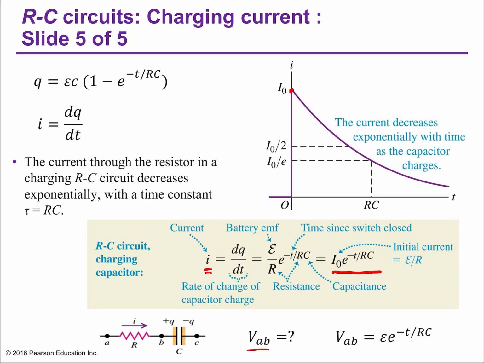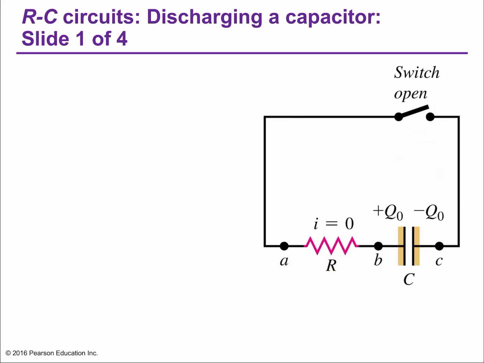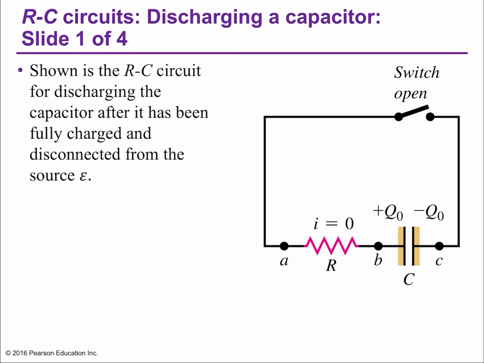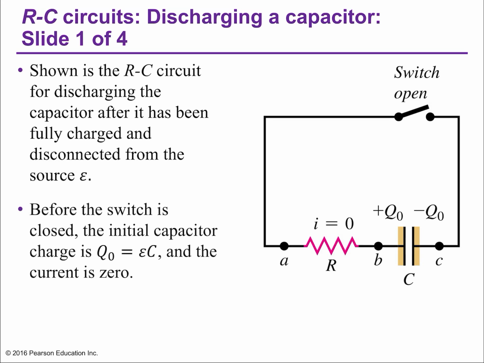Okay, next thing to consider is the discharging of the capacitor. So let's take a look at the circuit here. The circuit for a discharging capacitor is when the capacitor is fully charged. So we start off with a fully charged capacitor and the switch open, and then as soon as you close the switch, the capacitor begins to discharge, so a current will flow in the opposite direction to the charging current. And of course, you must take out the source of the EMF and then close the switch.